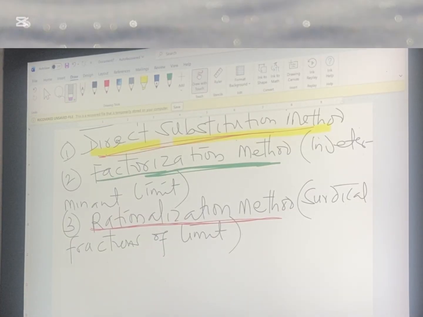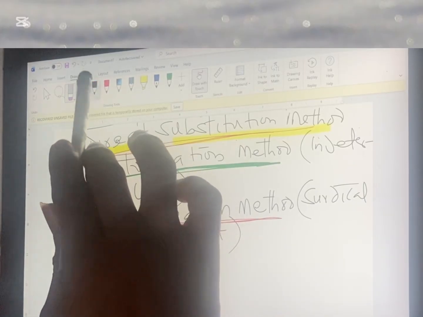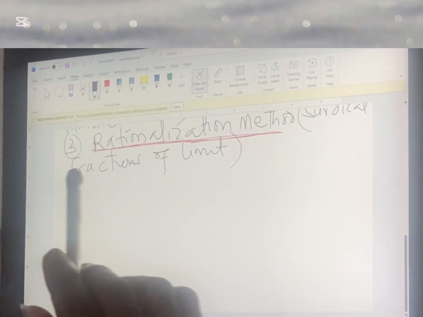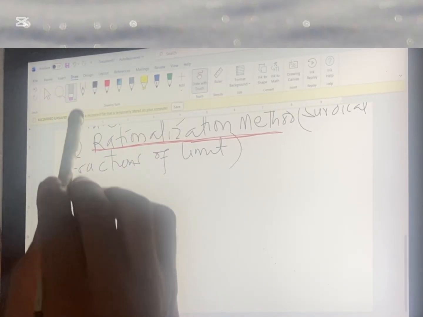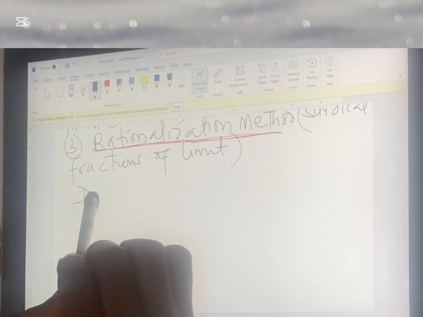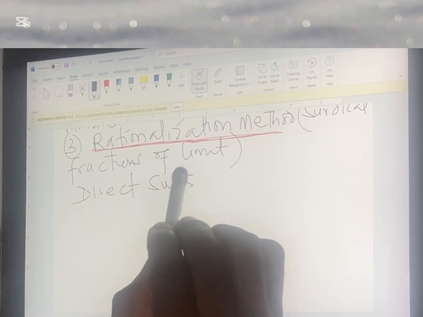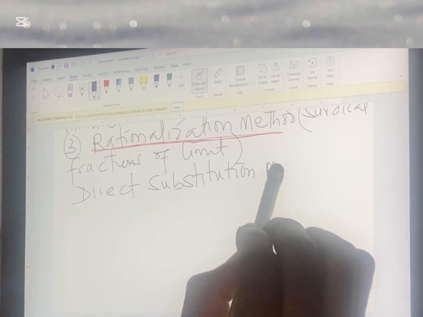Okay, so let's do it on direct substitution here. Please write direct substitution method.